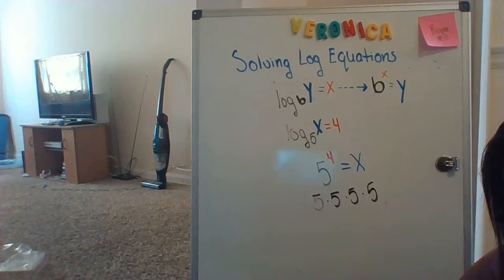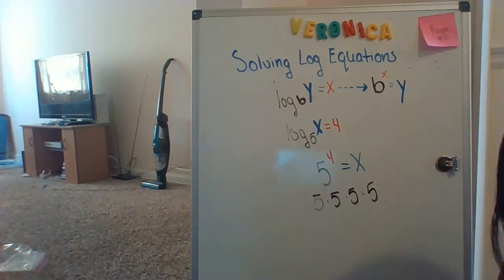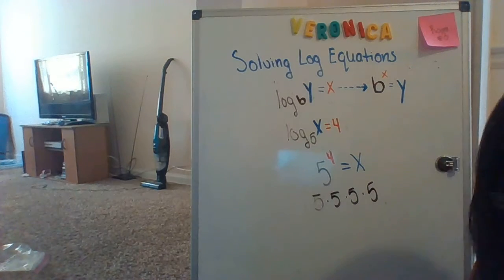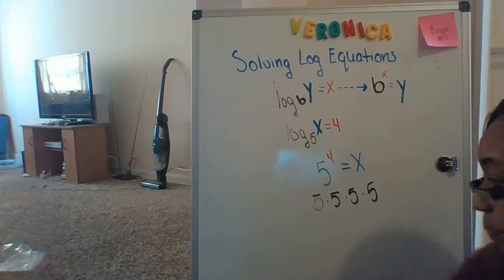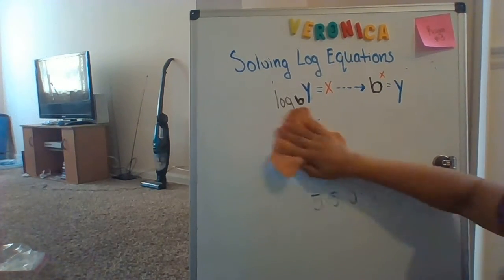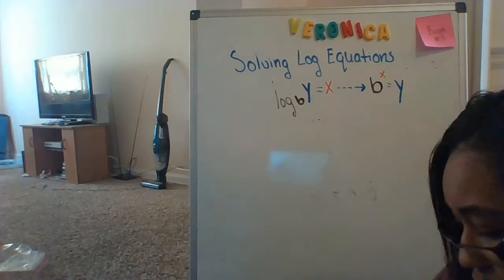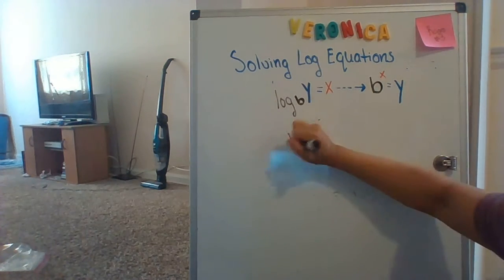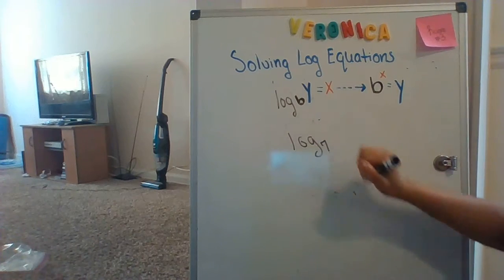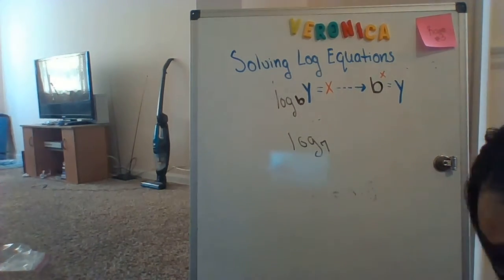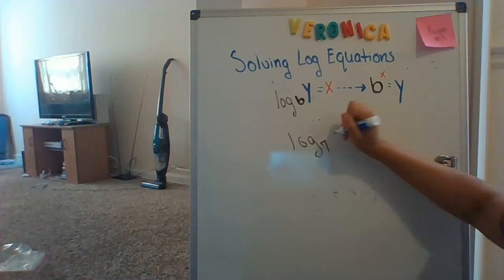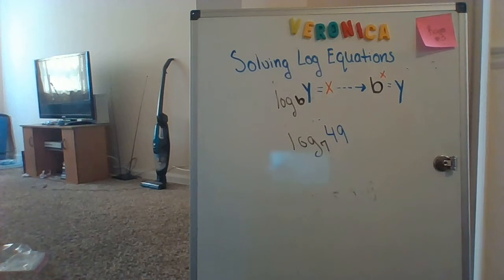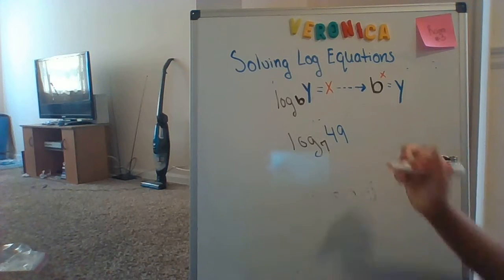Example number 2 is basically talking about if you don't know the exponent. So in that case, they're telling us log, the base is 7. They said my answer, so my output is 49. And I want to know what is x.